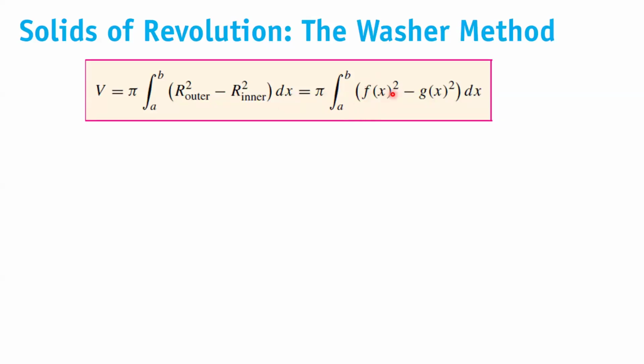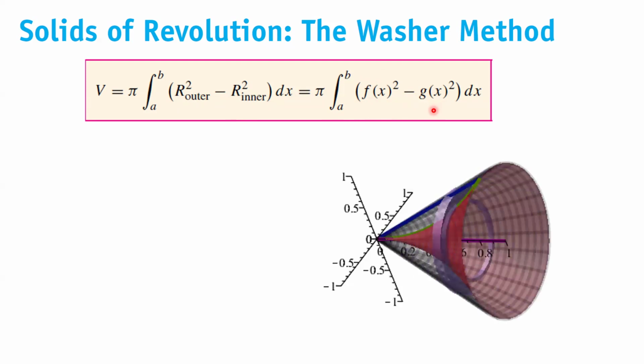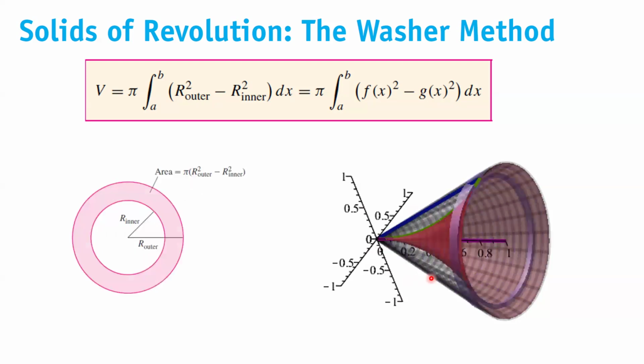If the larger radius is denoted by function f, you're going to replace that by f of x. And if the smaller radius is connected to function g of x, you're replacing that with function g. So in this case, you have two functions. One of them forms the larger radius, and the other one forms the smaller radius. As you can see, the cross-section is not exactly a circle or a disc. It is basically a washer.